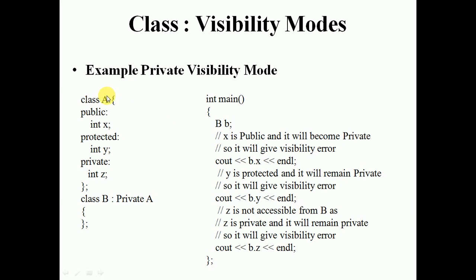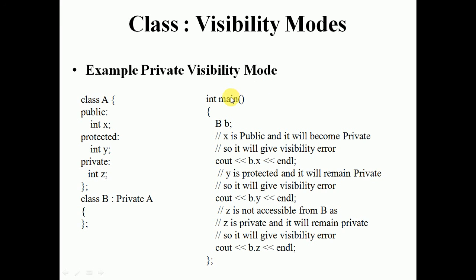For example, this is class A, which is a base class, and class B is the derived class. Here are three sections: public, protected, private, in which different data members are declared: integer x, integer y, and integer z. When we derive this class into the next level, that is class B, with private visibility mode, the public and protected members will become the private members of class B, and we cannot inherit the private section or private members of class A into class B.